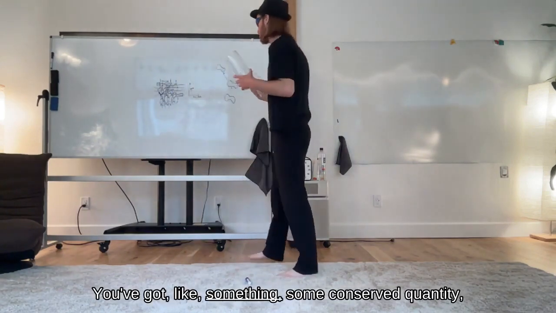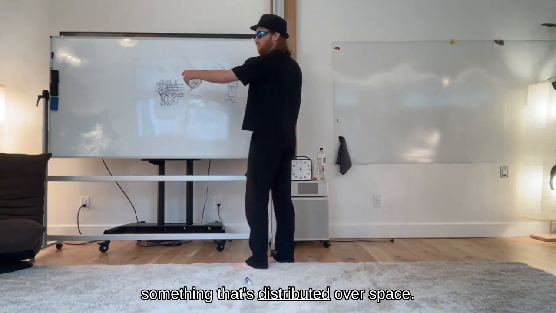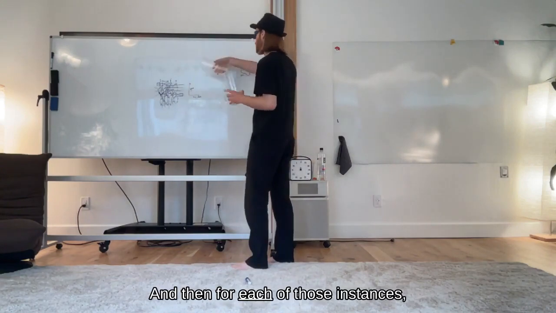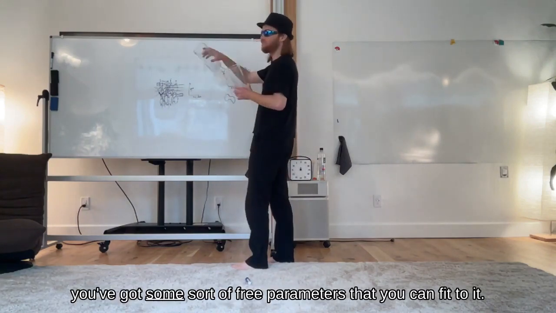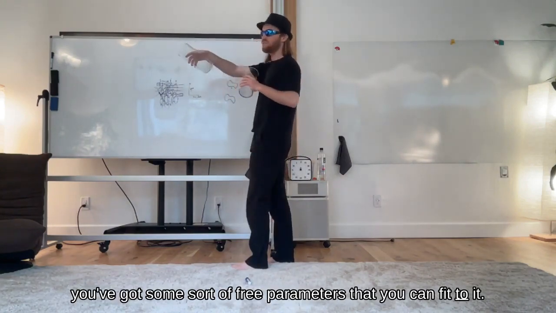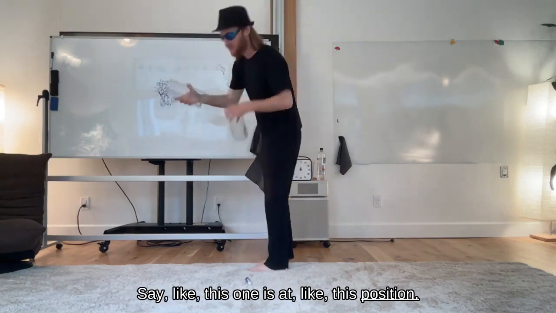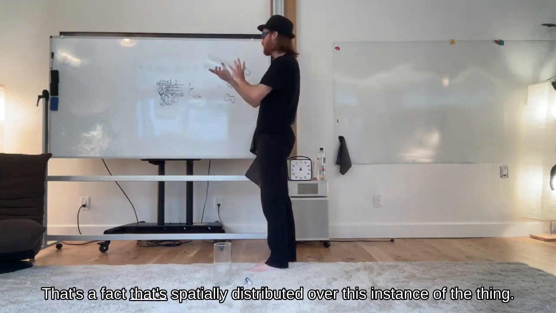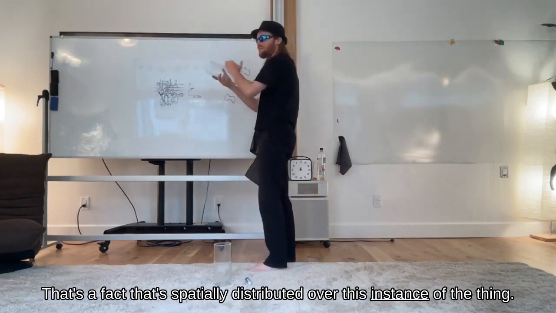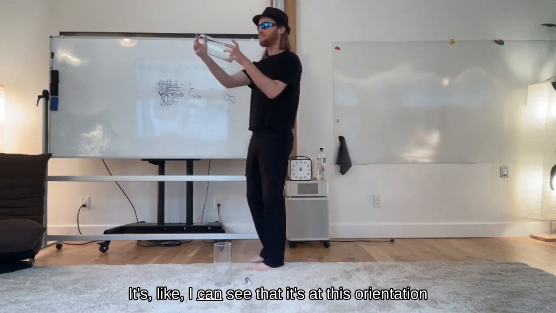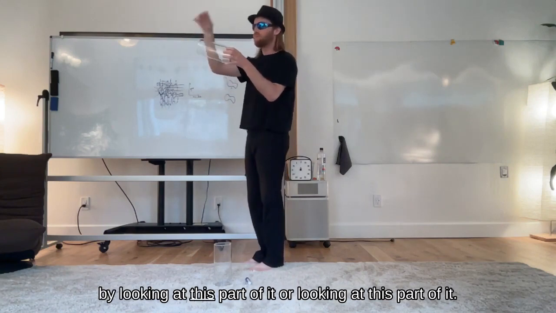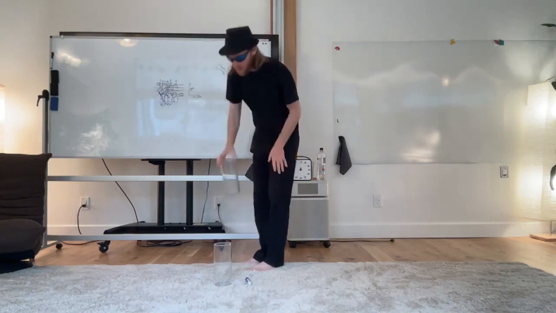You've got some conserved quantity, something that's distributed over space, and then for each of those instances, you've got some free parameters that you can fit to it to say, this one is at this position. That's a fact that's spatially distributed over this instance of the thing, because I can see that it's at this orientation by looking at this part of it or that part of it.